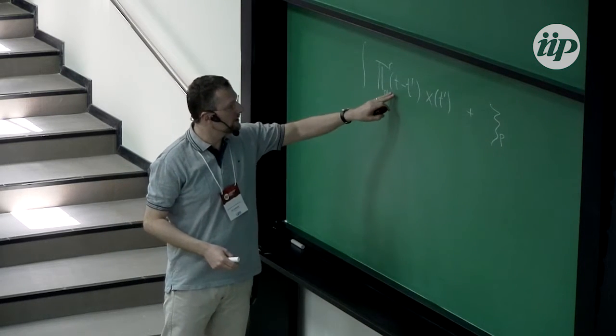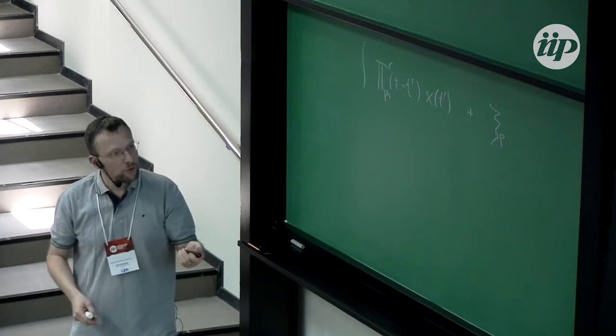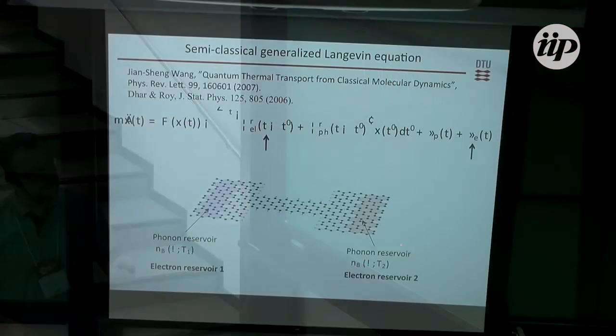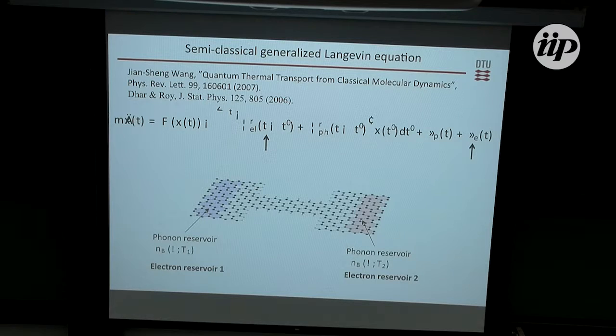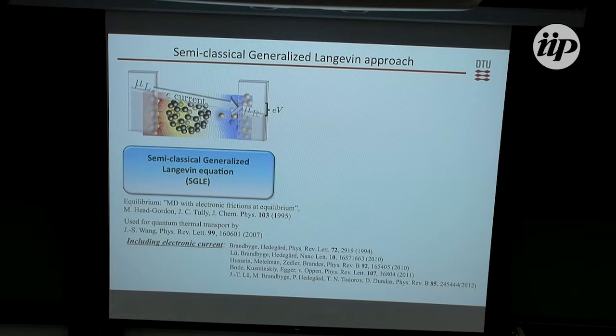So the reason why this is retarded is, of course, if you move an atom or move a mode inside this junction, then you will disturb the phonon reservoir, and this disturbance will propagate and hit back on the phonon again inside the junction. So that of course involves the time for propagating in the phonon reservoir. Once we have electron reservoirs, it's a different time scale because the electrons are much faster. But it's the same kind of idea.